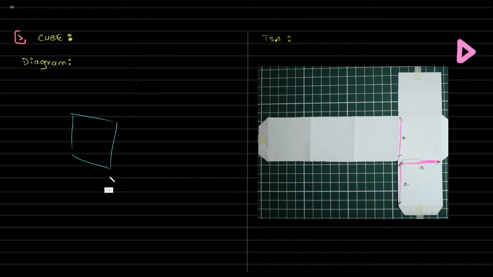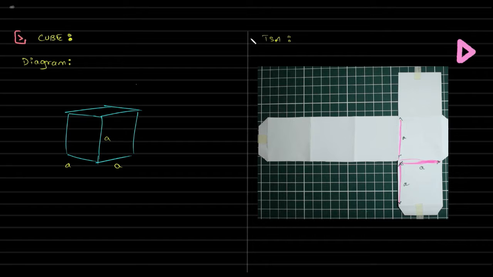Let me do that. Right, so this is a cube. So all of this height, length and the breadth, all are of same dimensions. Okay, so this is your cube.